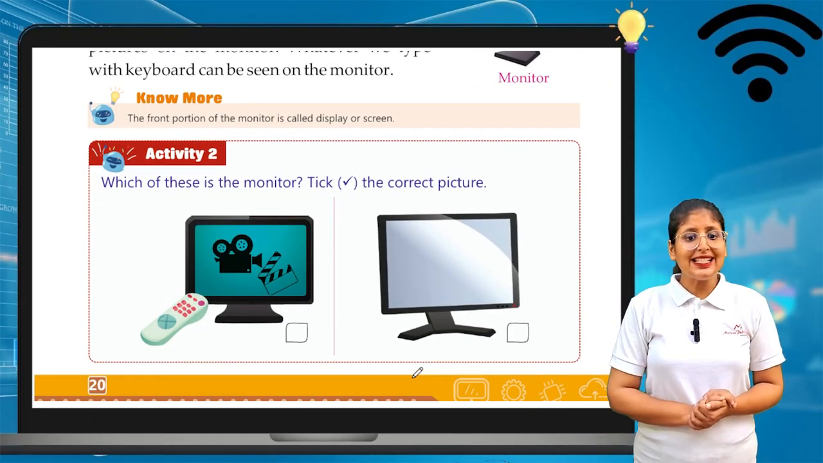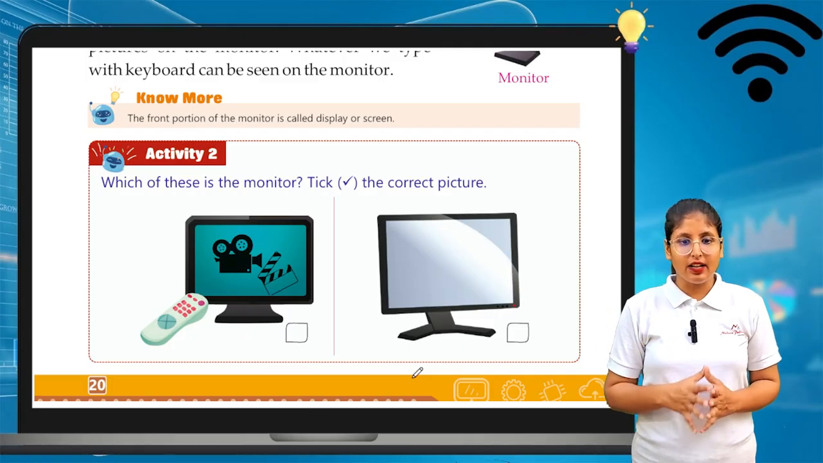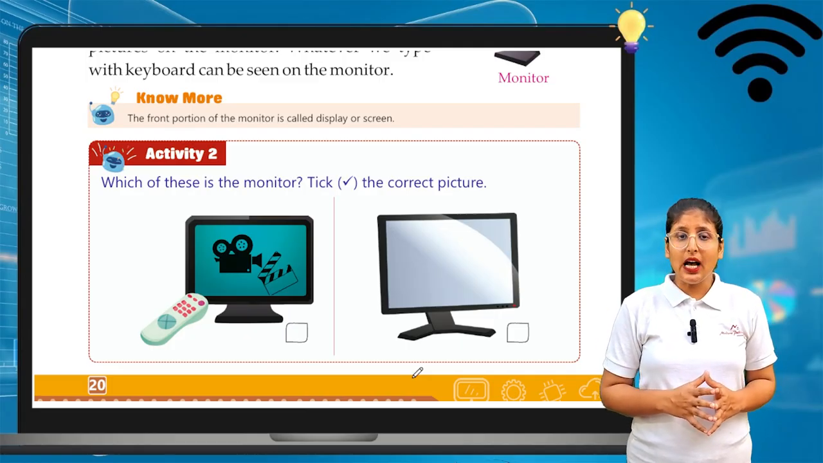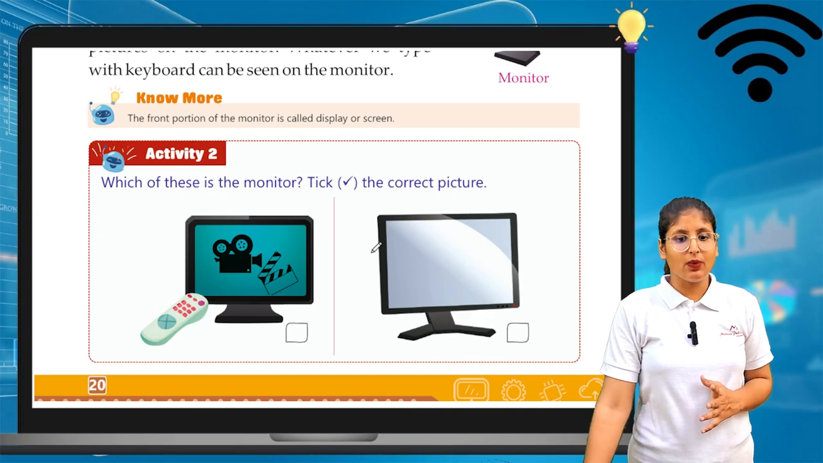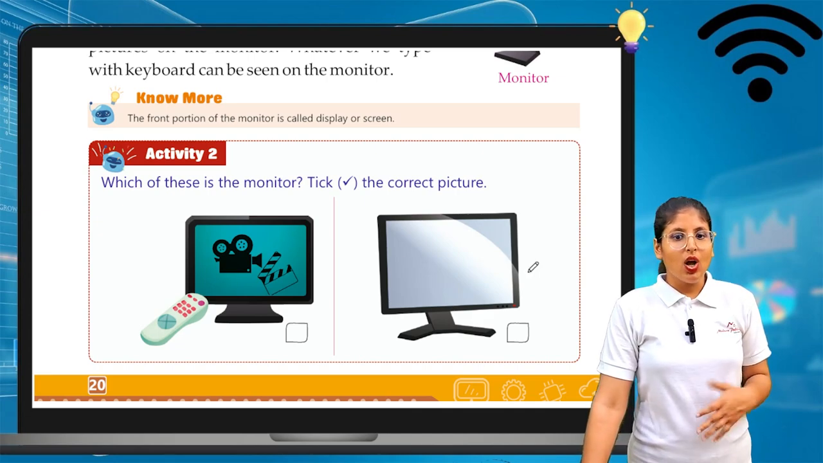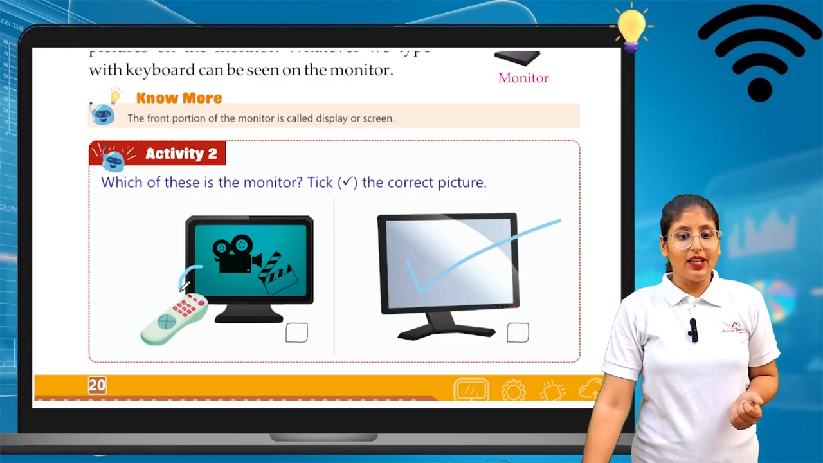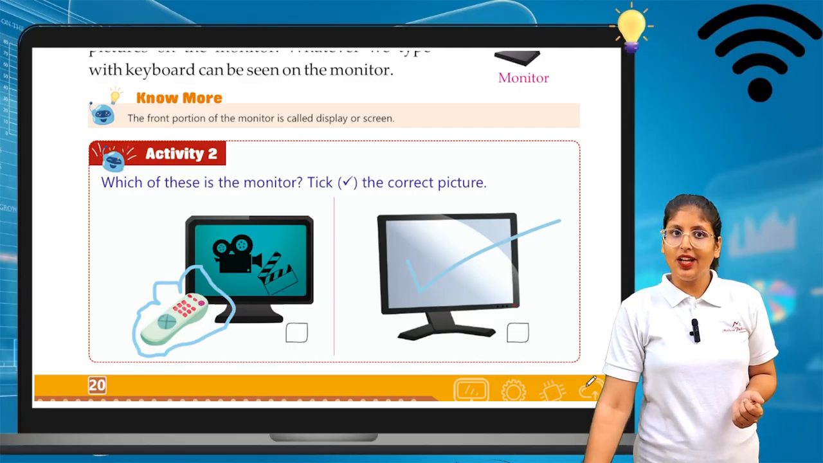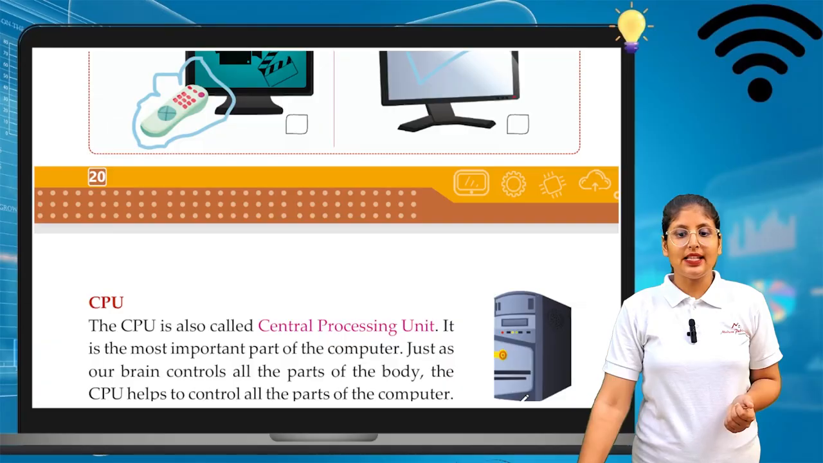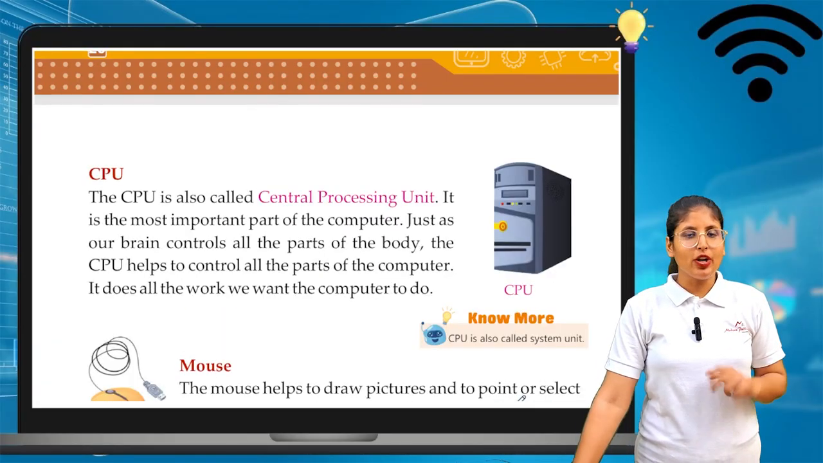Here is the activity for you. Which of these is the monitor? Tick the correct picture. Which one is a monitor? This one or this one? According to this, this is a monitor. The other one has a remote, and a computer does not have a remote. Okay, the monitor is clear to you.